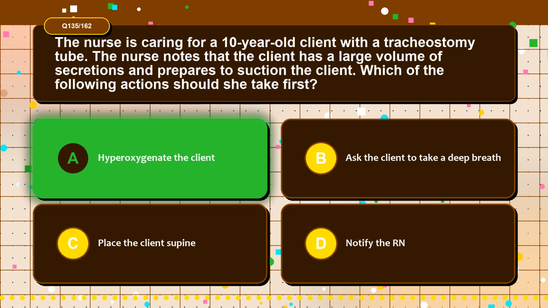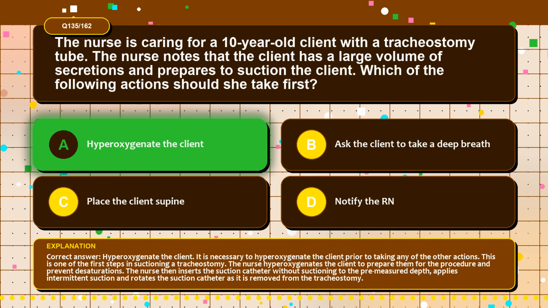The correct answer is option A, hyperoxygenate the client. It is necessary to hyperoxygenate the client prior to taking any of the other actions. This is one of the first steps in suctioning a tracheostomy. The nurse hyperoxygenates the client to prepare them for the procedure and prevent desaturations.